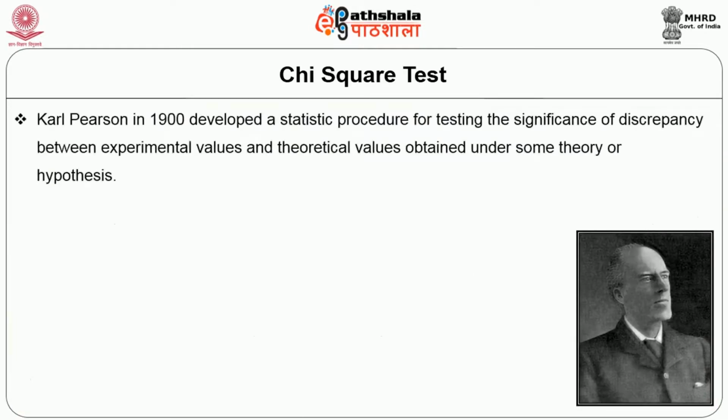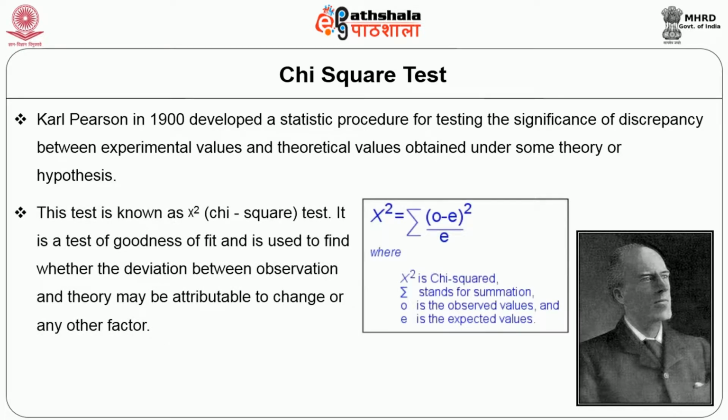In non-parametric tests, which one comes under the chi-square test? Pearson developed a statistical procedure for testing the significance of discrepancy between experimental values and theoretical values obtained under some theory or hypothesis. The test is known as the chi-square test. It is a test of goodness of fit and is used to find whether the deviation between observation and theory may be attributable to chance or any other factor.